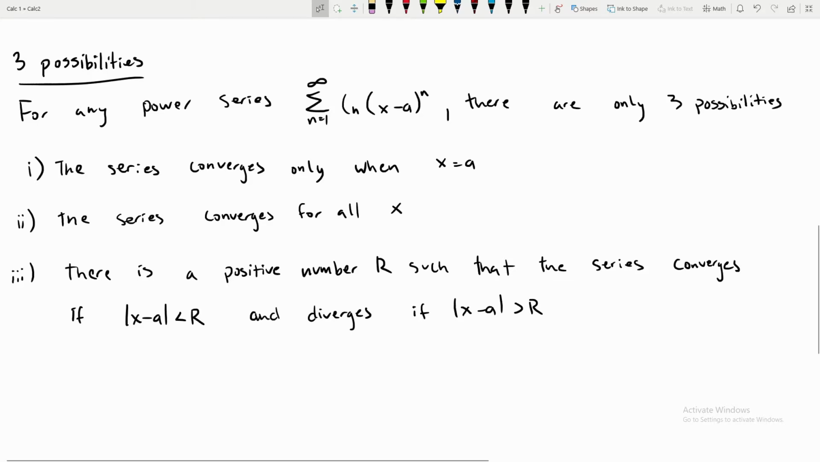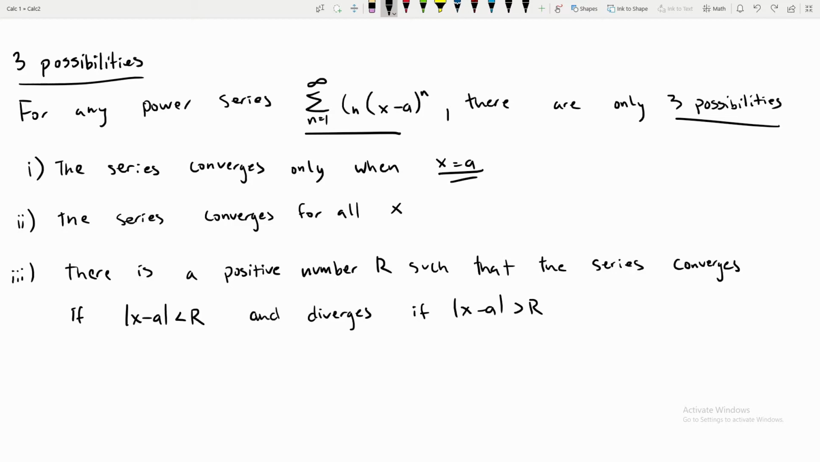If we look at the three possibilities that the power series can have, basically when we compute all that, these are the three possibilities that we can have. So if we're given any power series in this form right here, there are three possibilities. The first one is that the series converges only when x is equal to this value a, meaning that we're essentially going to get a 0 here. And as we know, anything multiplied by 0 is always going to be less than 1, so it will converge for that value of a, and only that value of a.